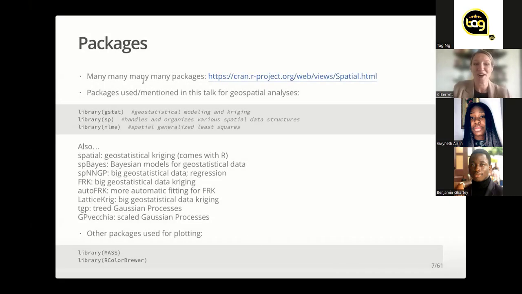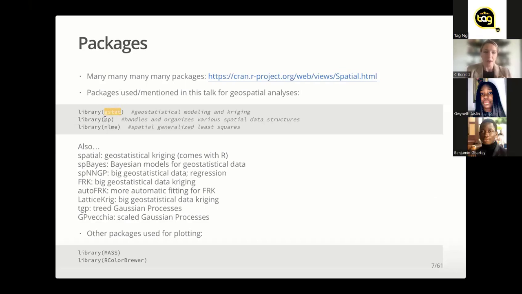So there are many, many spatial packages available for R. R has a nice list of spatial packages at this website here. The packages that I'm going to use today are the gstat package. That's the one I'm going to focus on most. I'm going to make use of the sp package. This helps organize spatial data. And then I'm going to use the nlme package. This will fit some generalized least squares models.